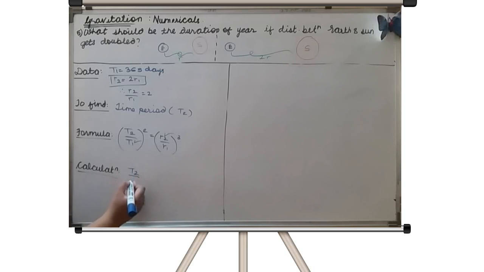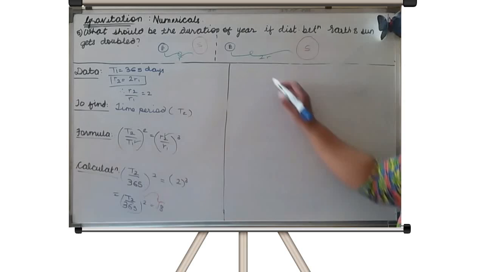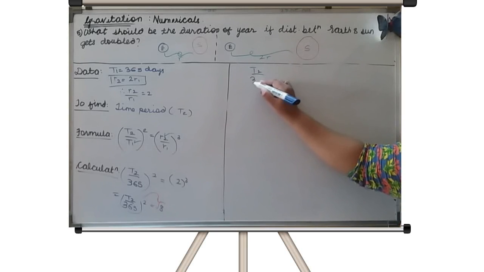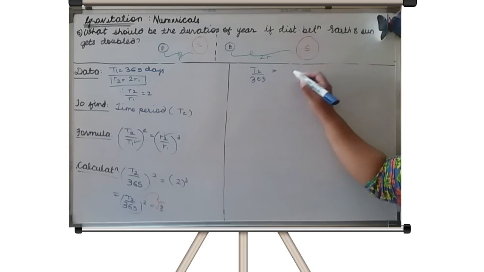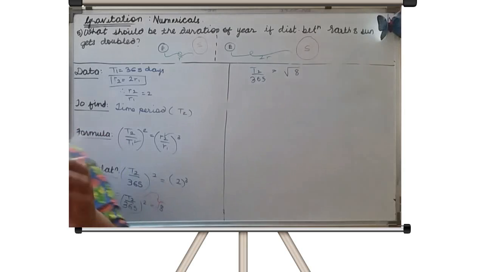T2 upon what is T1? 365, the whole square, is equal to what is the ratio given to us? It is 2 the whole cube. So this will become T2 upon 365 the whole square is equal to 8. What we can do, we can transfer this square and make it under root of 8. This will become T2 upon 365 is equal to under root of 8.